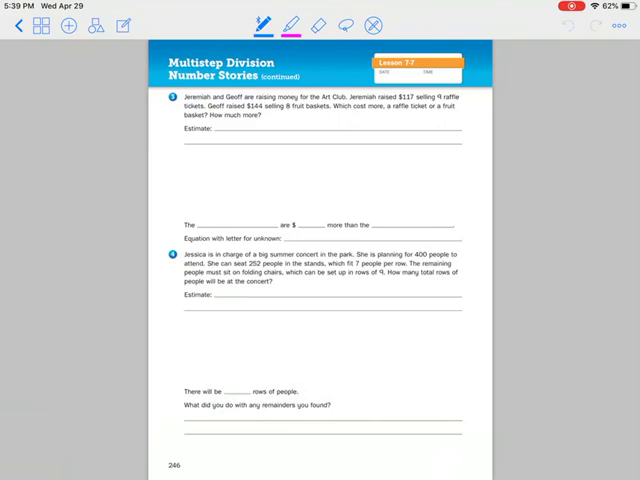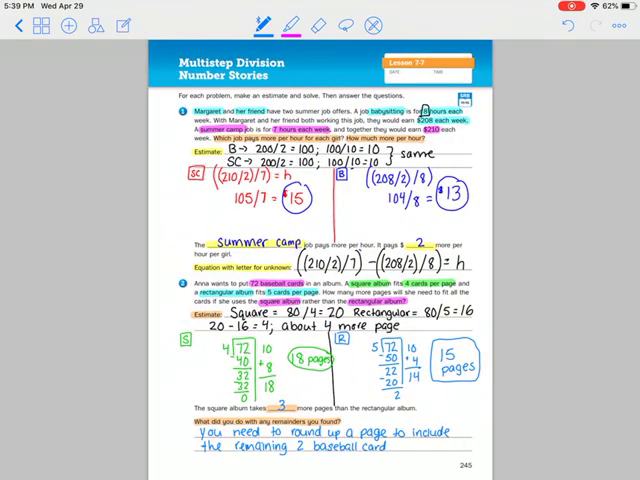Okay, so let's go to journal page number 2, and I'm going to split these journal pages up into 2 separate videos so it's not super long for you guys to watch.